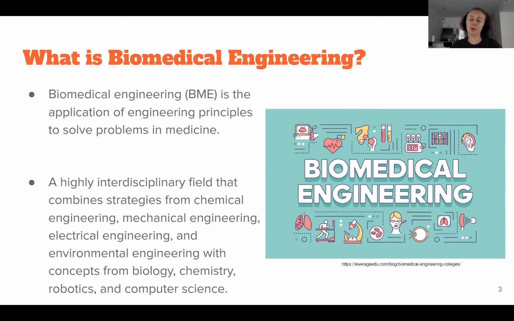We really pull in a lot of different concepts and we collaborate with a lot of different people, which is part of what makes it so interesting and part of what also gives us the tools to tackle a lot of really complex problems, as we're going to see later on in the class.